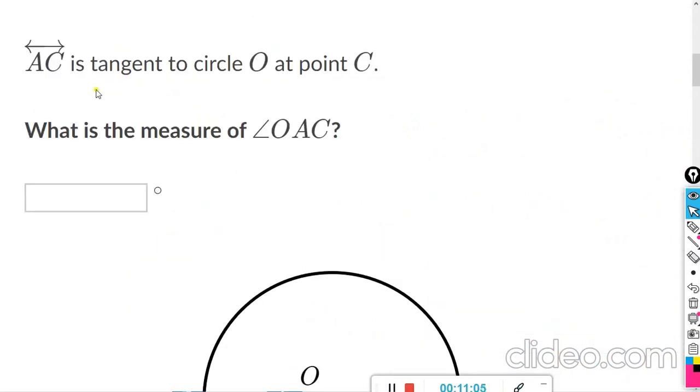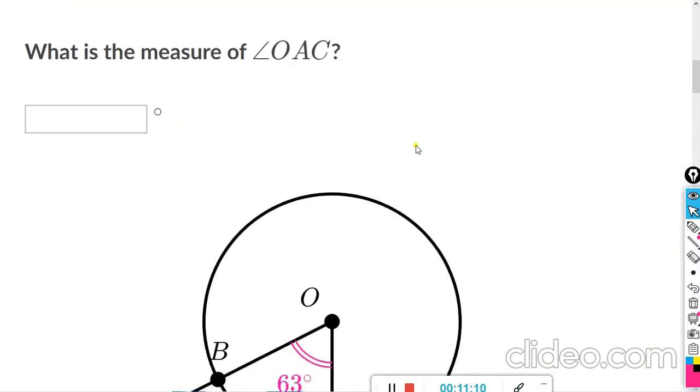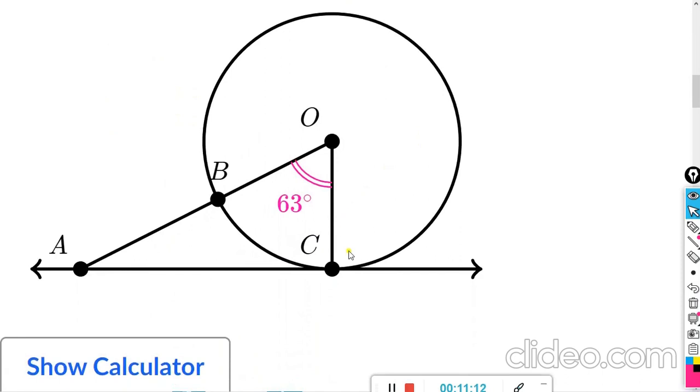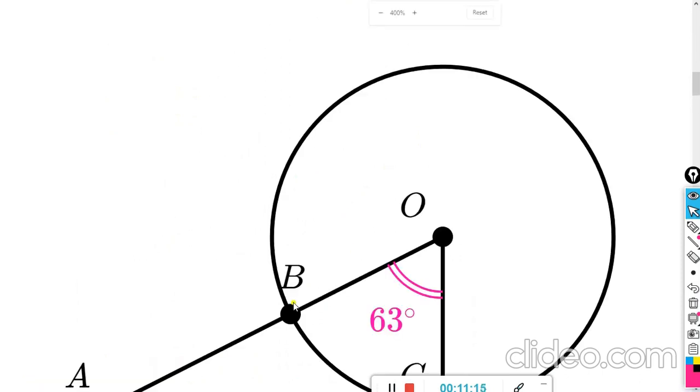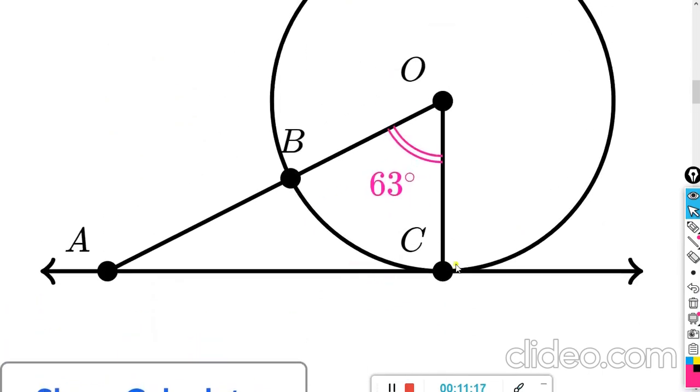All right, last one. It says AC is tangent to circle O at point C. What is the measure of angle OAC? So this is the point of tangency right here at point C. And they said circle O, so we know that O is the center, and we know that this is a radius. When you draw a radius to the point of tangency, it makes a right angle. And we want to find angle A. I'll just call that X.